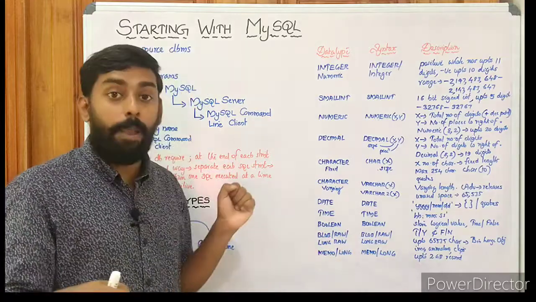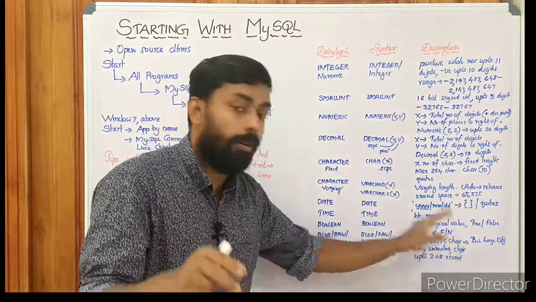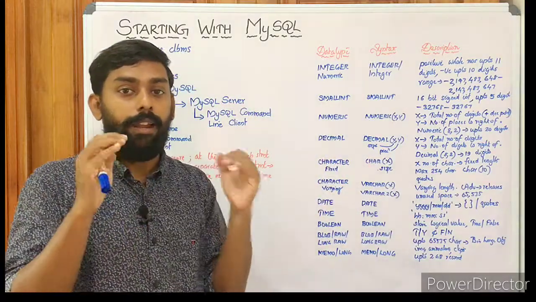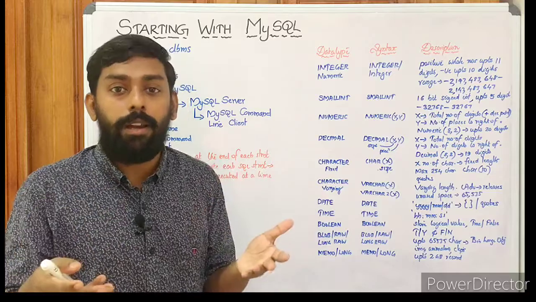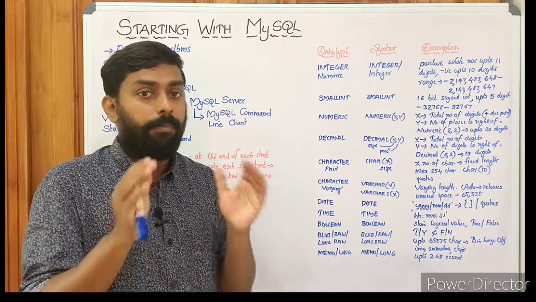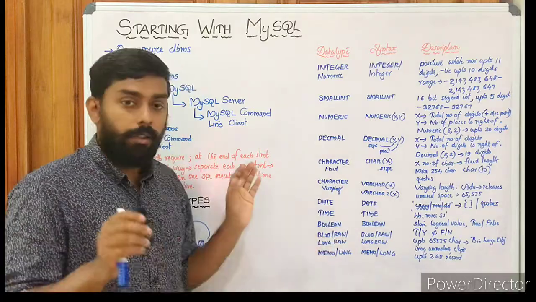And we have the last one, memo or long. Memo or long is the syntax as well. It's used for storing big data, up to 2 GB. For example, we can store videos, audio, and that kind of stuff. So this is all about Boolean, blob, long, and memo.